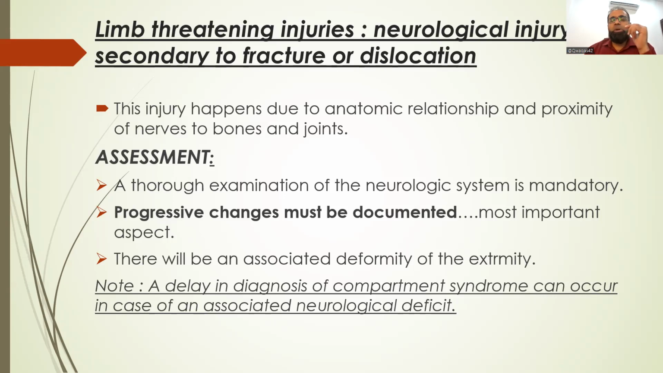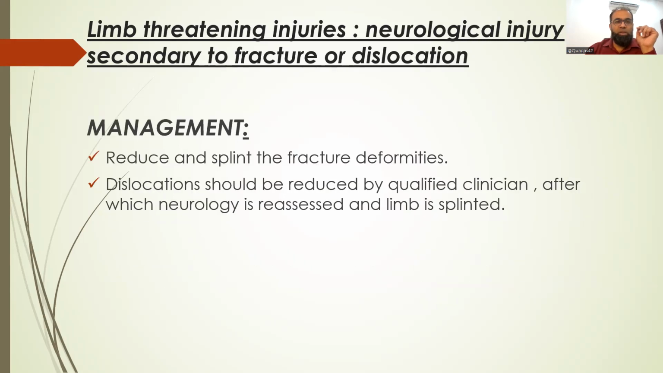And if a patient has compartment syndrome, then sensation will be altered and you won't be able to get a good look at whether it is involving the nerve or not. So the progressive changes must be documented. If there is a fracture or dislocation, the dislocation should be reduced and the fracture should be splinted with a backslab or cast.